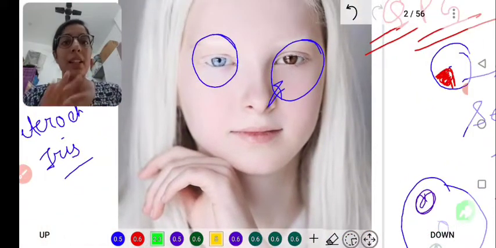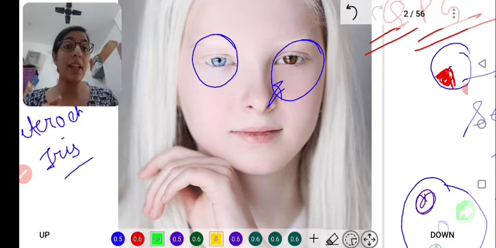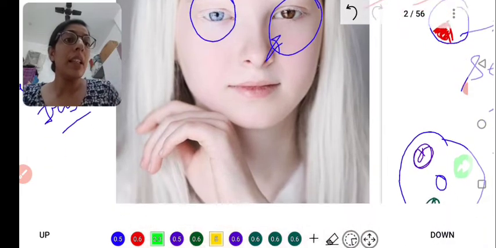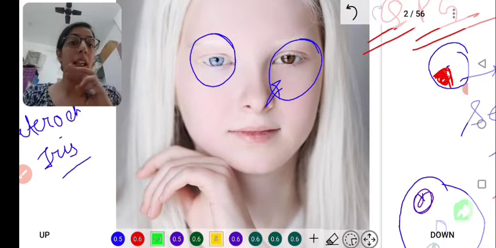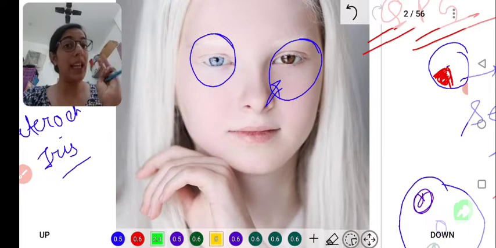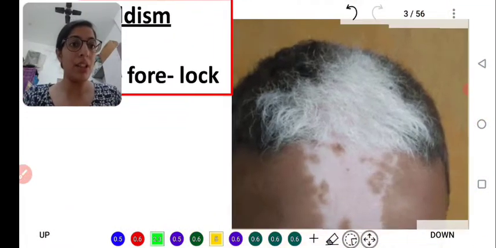Okay, a cute girl with white hair, white eyebrows, white eyelashes, difference in the iris, congenitally present: albinism. The deficiency of enzyme is tyrosinase, and this is due to the deficiency of copper also. So I gave you around 3 questions on the same picture. Let's move towards the next question.